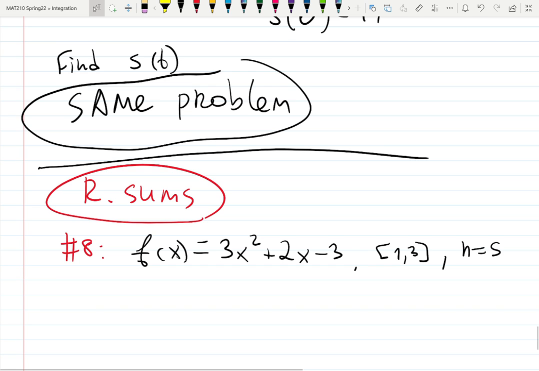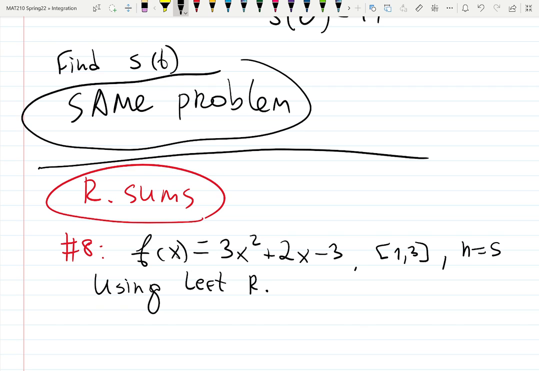Calculate using Riemann sums. Using what kind of Riemann sums? Left or right, we give you. You need to know both, but we give you one. And that's why on the quiz I asked you to find both. Left and right, be ready to do both.